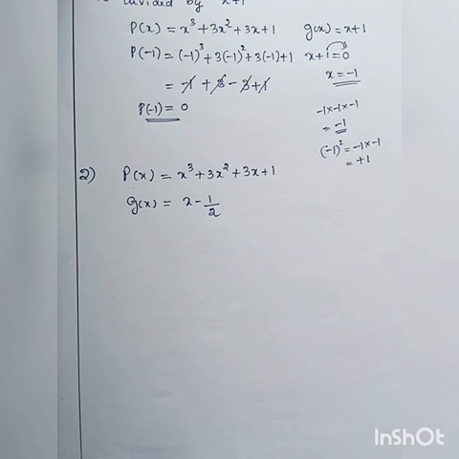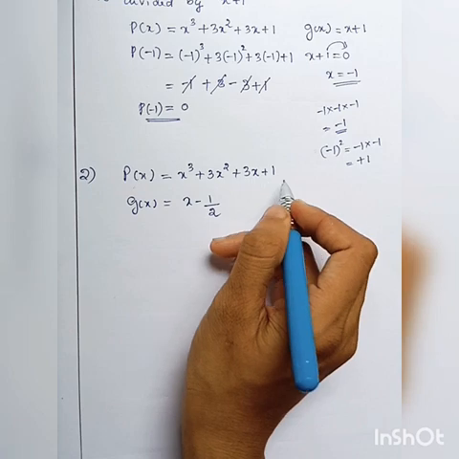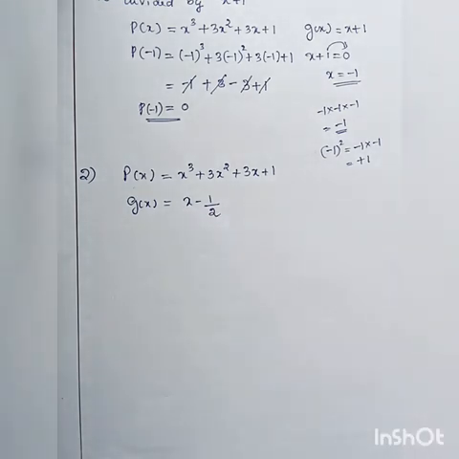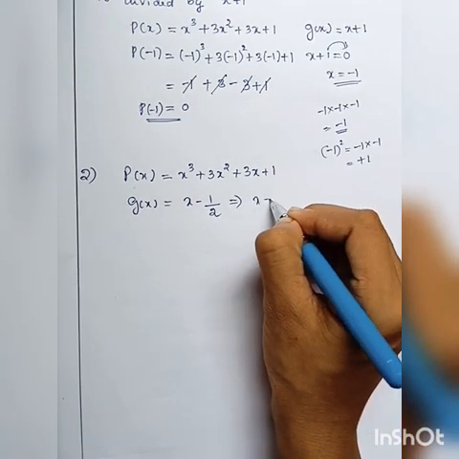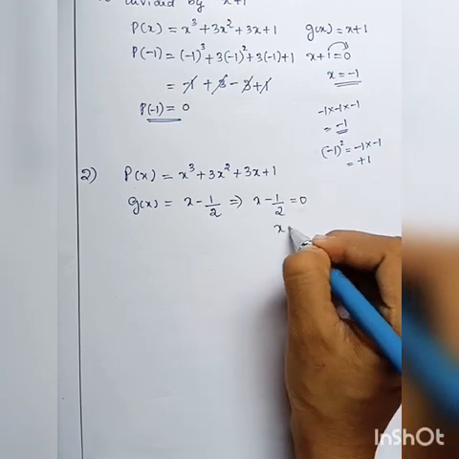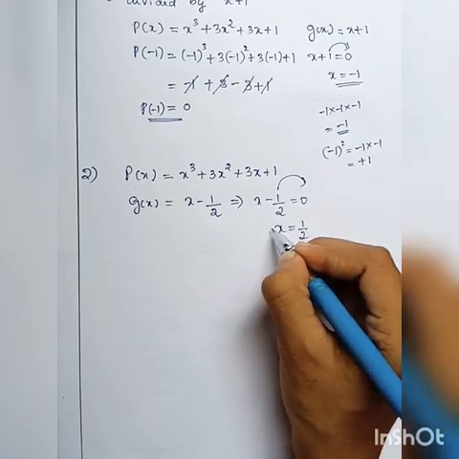Check the second problem in the exercise. Same Roman number 1, under that they have given 3-4 conditions. So p of x is the same here, x cube plus 3x square plus 3x plus 1. So g of x is x minus 1 by 2. First step, what do you have to do here? You have to take g of x as 0. x minus 1 by 2 is equal to 0. So x is equal to, you have to transpose this. So minus 1 by 2 becomes plus 1 by 2.